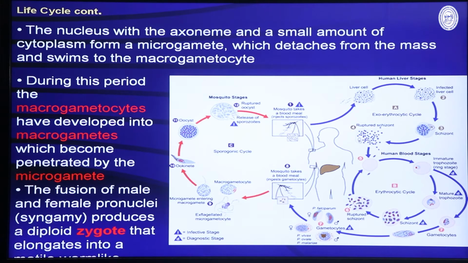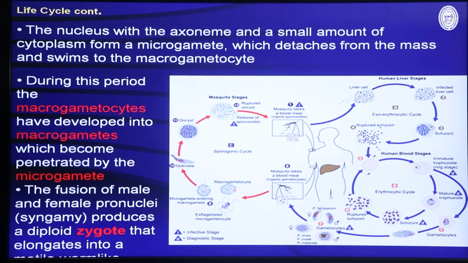Now, the nucleus with the axoneme and a small amount of cytoplasm from the microgametes detaches from the mass and swims to the macrogametes, just like in the case of higher vertebrates, where the sperm swims towards the ovum. Here also the microgametes swim towards the macrogametes. During this period, the macrogametes have developed and have been penetrated by the microgametes.